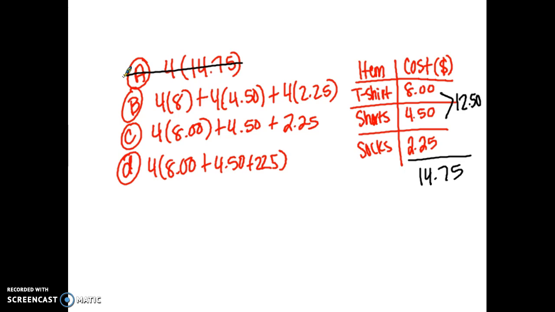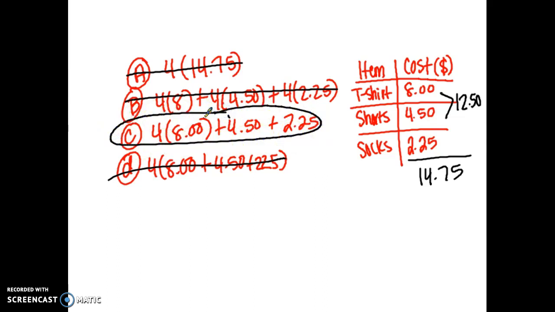Multiplying each item by 4, 4 times 8 plus 4 times 450 plus 4 times 225, will also give you the same answer, so it's not B. Multiplying 4 times all of these added together, which is what we basically did for A, is also a correct way to find it, so it's not D. C says to multiply 4 times the t-shirt, then add 450 for the shorts, and then 225 for the socks. C only gives you 1 pair of shorts and 1 pair of socks, but you have to buy 4 of each item, so C is not the correct way to solve for this number.